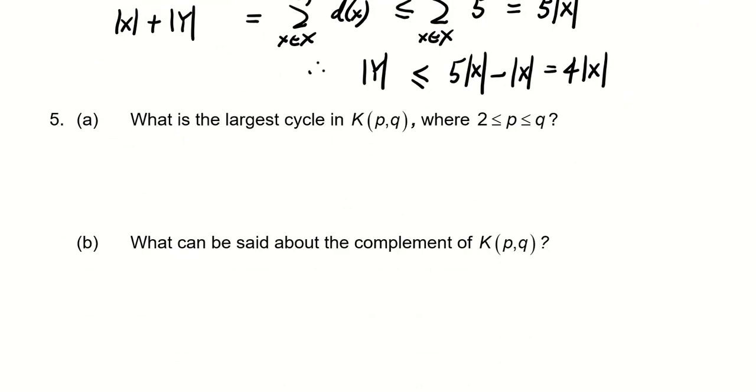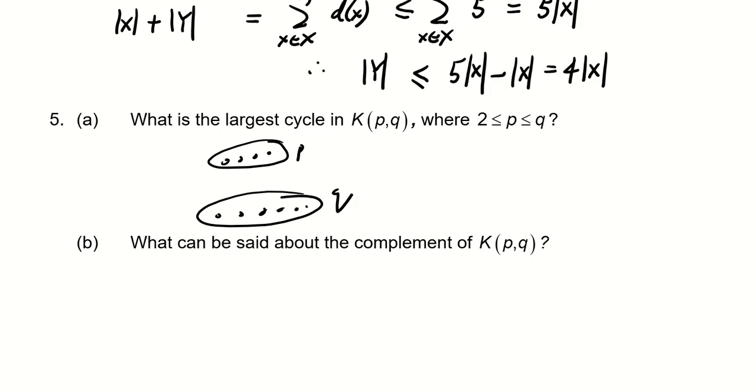What is the largest cycle in K_{P,Q}, where P is in between 2 and Q? Let's say there are P vertices here and Q vertices here. The largest cycle that we have must go one from P, one from Q, one from P, one from Q, and so on and so forth. Once you use up all the vertices in P, we have to join back to the initial vertex in P. So in that case, the largest cycle will be equal to 2P.